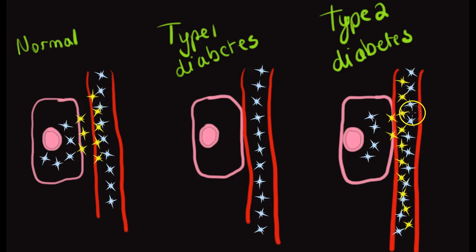So there'll be excess glucose in the bloodstream and excess insulin in the bloodstream, but some glucose does make it here into the cell, so it can use some of it to function and to produce ATP.